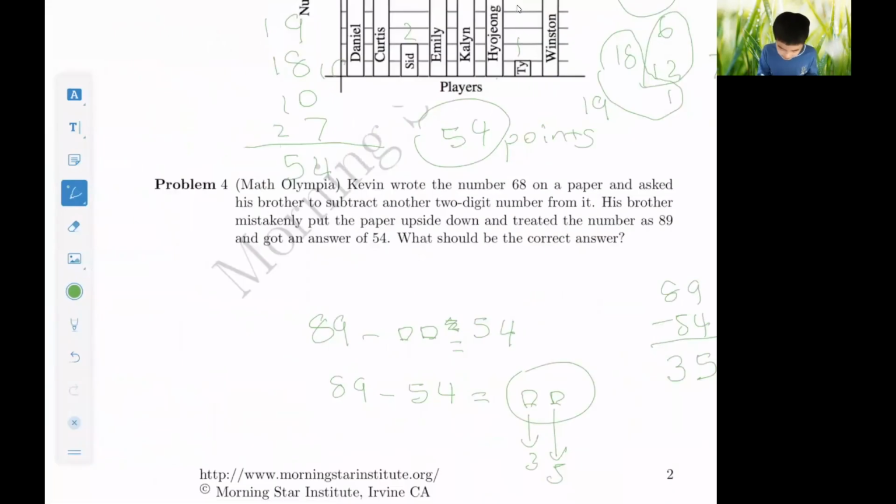So the correct answer should have been 68 minus 35. 8 minus 5 equals 3. 6 minus 3 equals 3. So the answer should be 33.